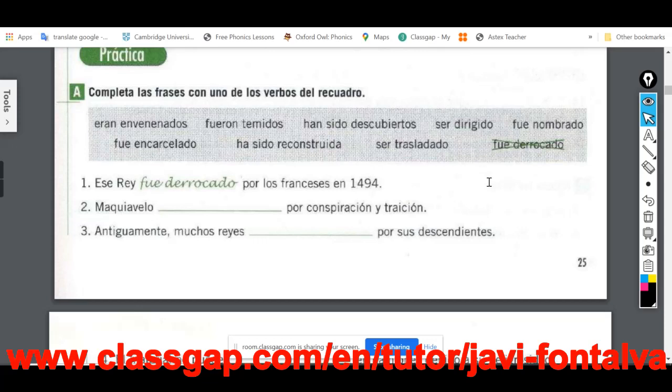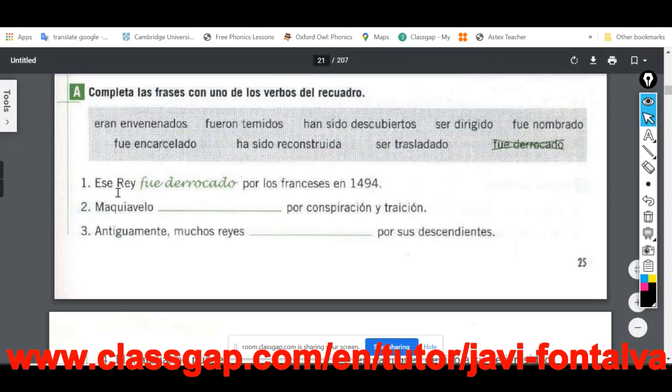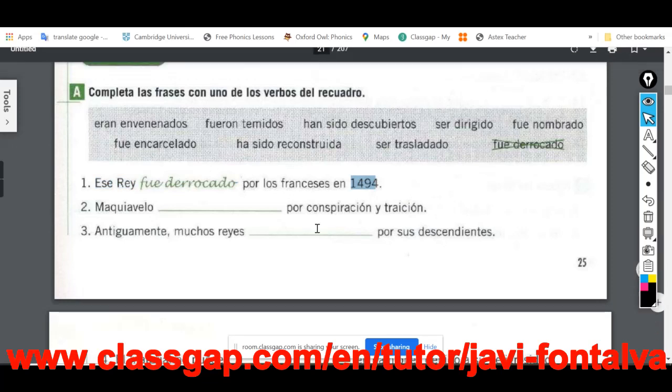It can be singular, plural. Exactly. So you could have an O or an A or an S. So it could be masculine, singular, or feminine, or plural. Any of those. So it could be O, OS, A, or AS, and that depends on the thing you're talking about. So, for example, ese rey fue derrocado por los franceses en 1494.